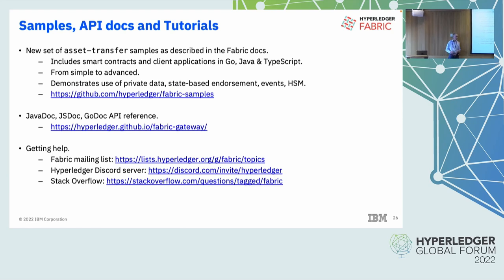Getting help, of course, there's the fabric mailing list, Discord, if you want to have a conversation, and of course Stack Overflow. And if you find bugs, then by all means raise an issue on the fabric gateway repo. But that's not for questions. That's for bug reports.